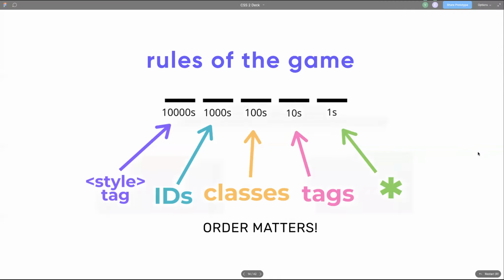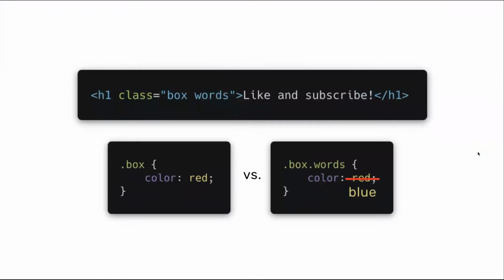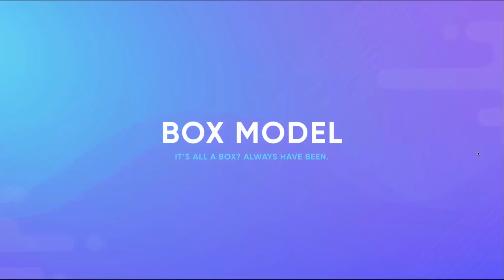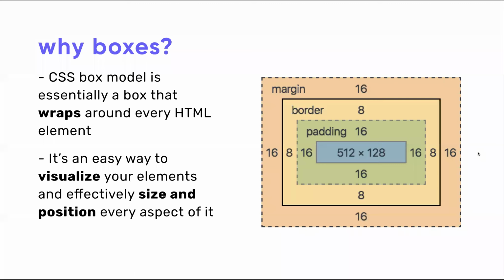Okay, cool. Awesome, okay. So next topic is the box model. It's all a box, always has been. Okay, anyway. So essentially the box model is just a nice way to represent objects in your page, right? So a box model is essentially a box that wraps around every HTML element. So on the right-hand side here, if you are familiar with DevTools, you might have already seen this guy before, but it's a very nice tool to help us visualize what is going on in our elements, right?